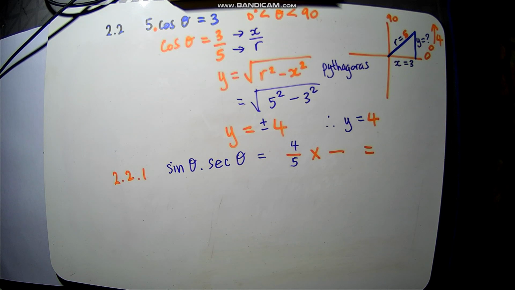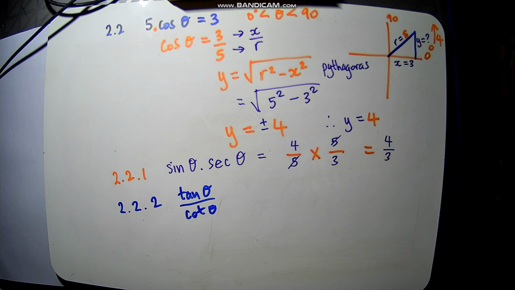Notice secant is the opposite of cos, which means cos is normally, in the diagram, x over r. So secant will be r over x. So it will be 5 over 3. Simple maths, cancel the 5's, we get 4 over 3.